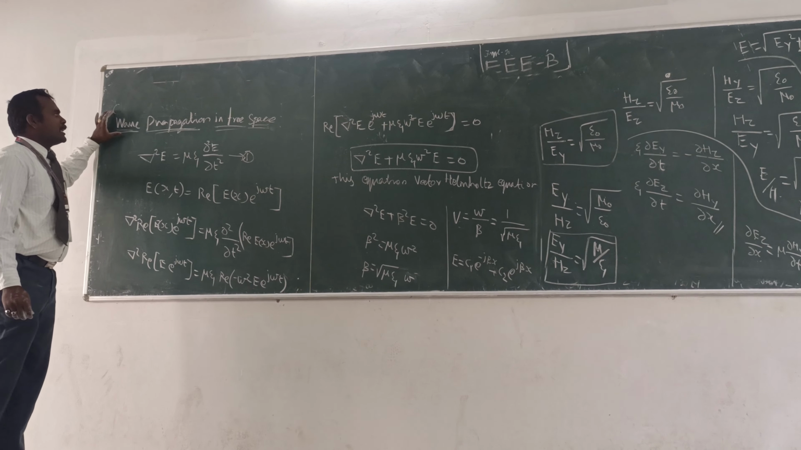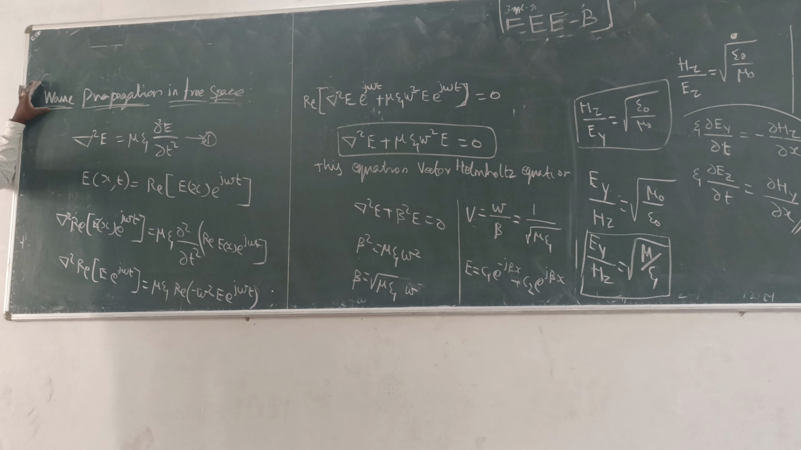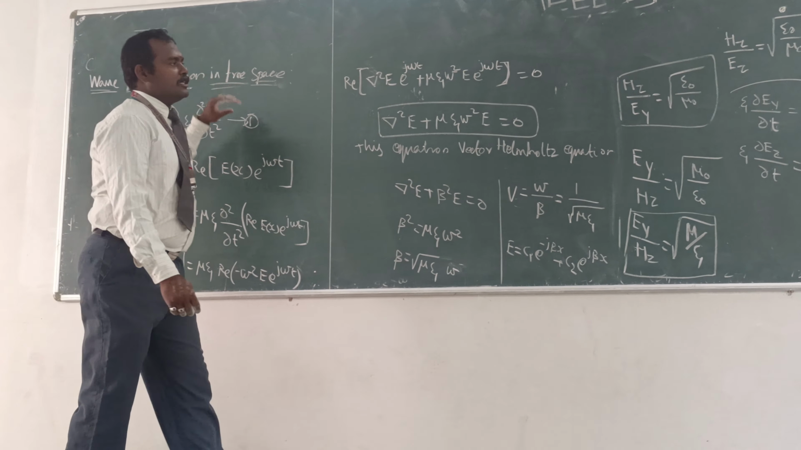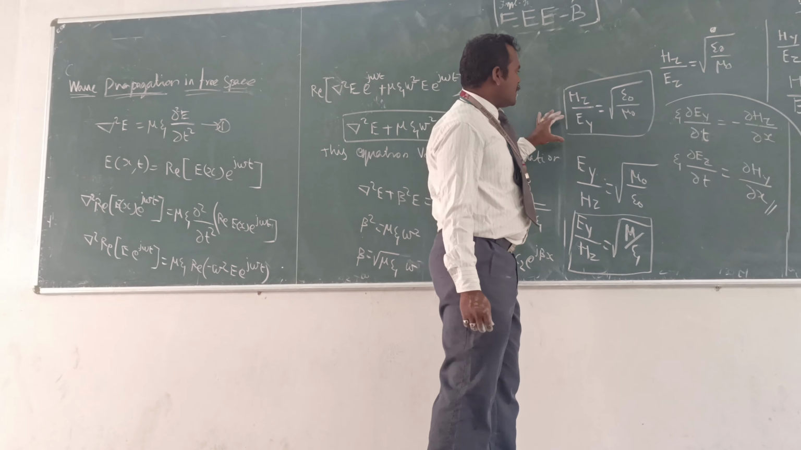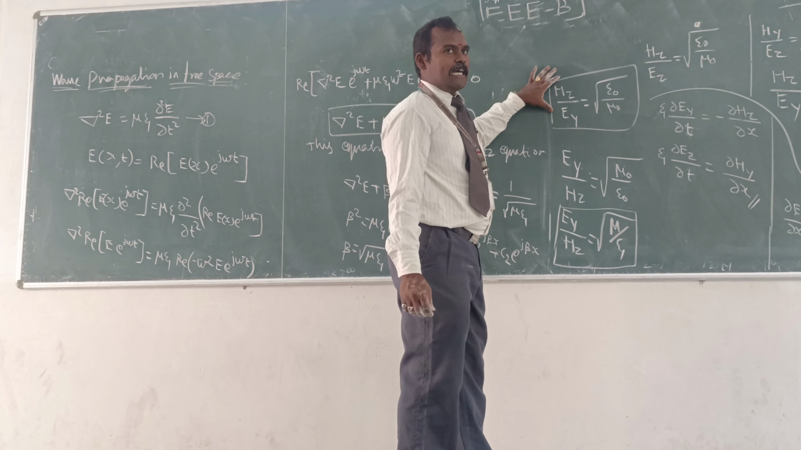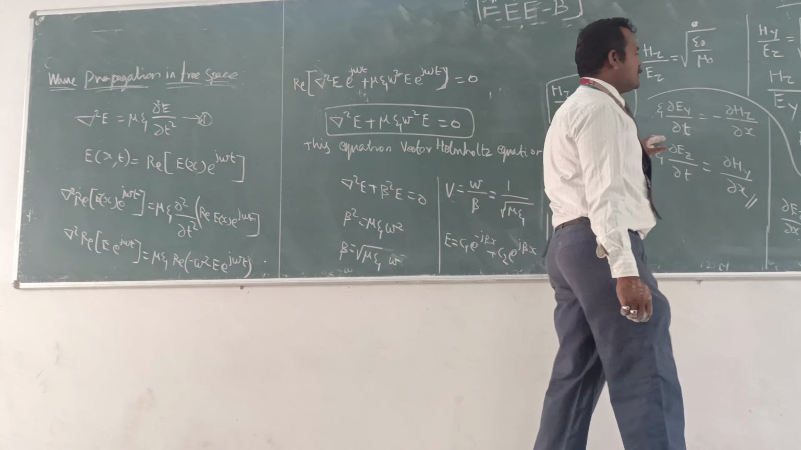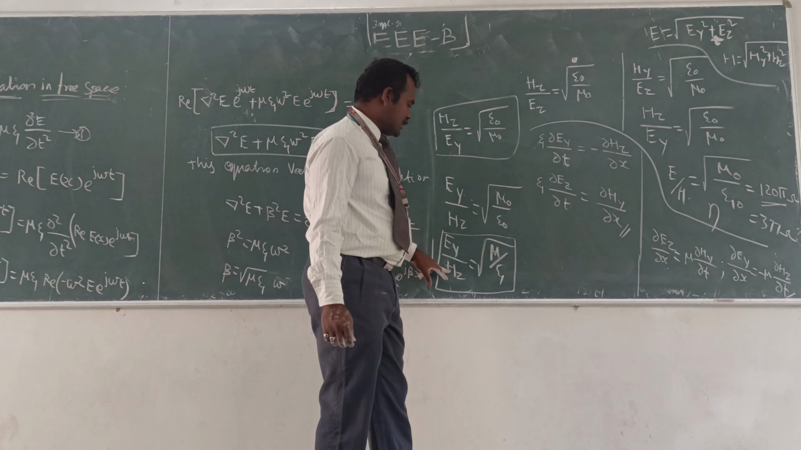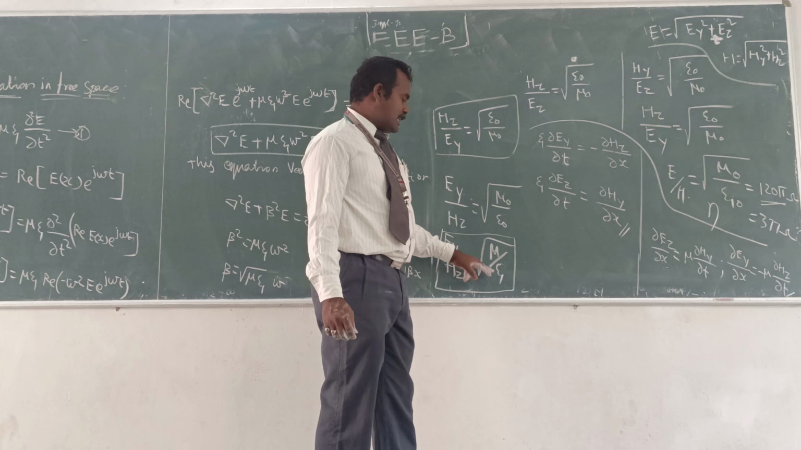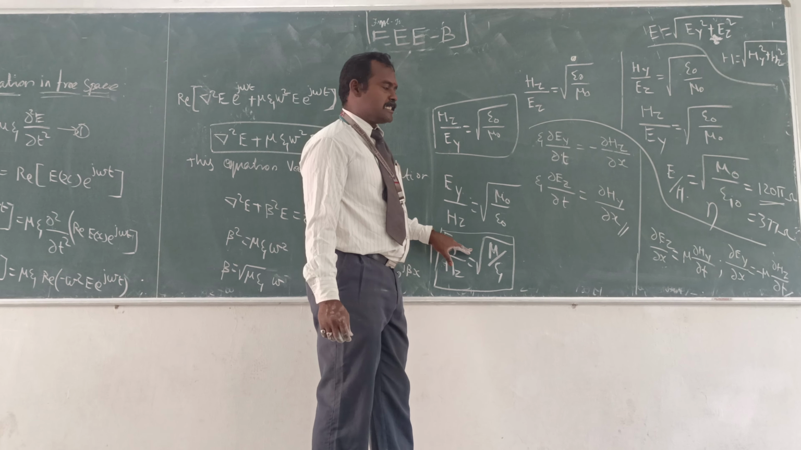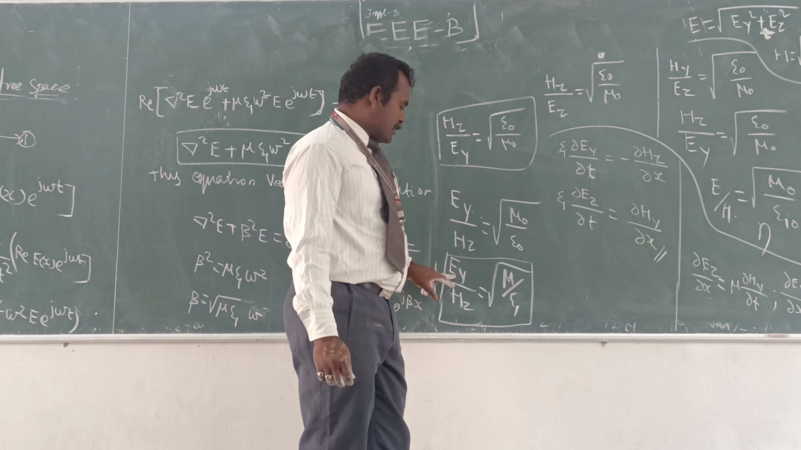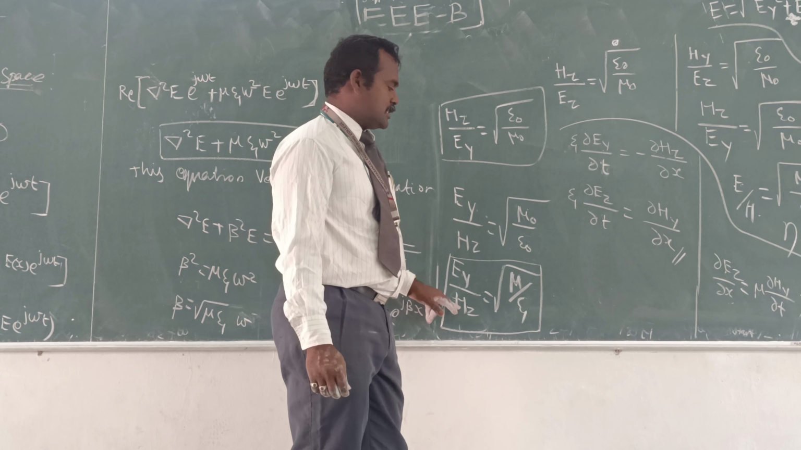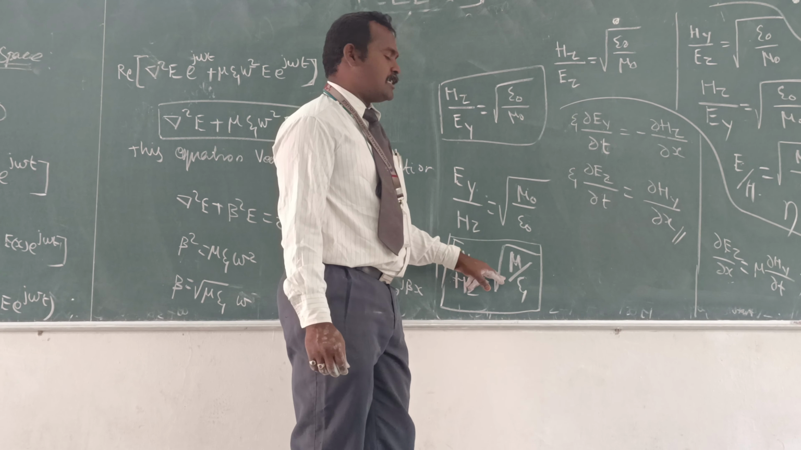Propagation in free space, the continuation of the characteristic impedance. Before that, I would like to share a few points related to the characteristic impedance. You find E and H from the previous term, that is EY by HZ, which should be equal to the square root of mu naught by epsilon, that you derived, that is the characteristic impedance. That is for EY, the electric field in the Y direction, and the magnetic field in the Z direction. From that you found the characteristic impedance.